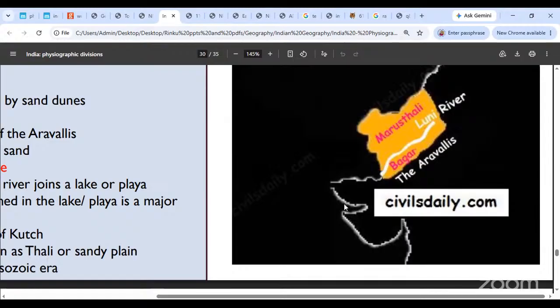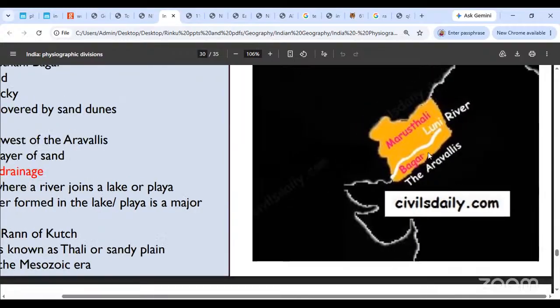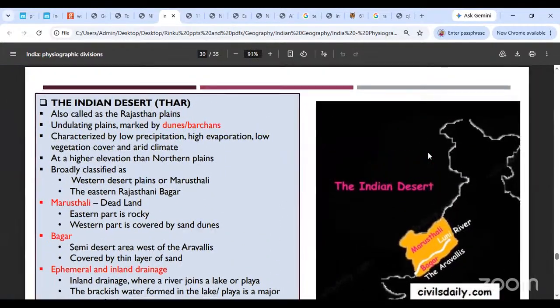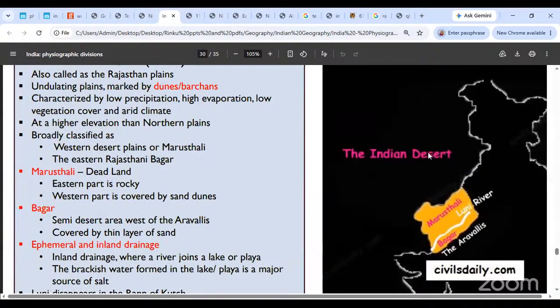The Luni river runs across the desert. This entire desert lies to the west of the Aravallis. This is called the Rajasthan plains also. You will find the dunes or barchans over here. Barchans, remember? Those proper sand dunes. Low precipitation, high evaporation, low vegetation cover, arid climate. The daytime temperature will be very, very high, and the night temperatures will be very, very low.